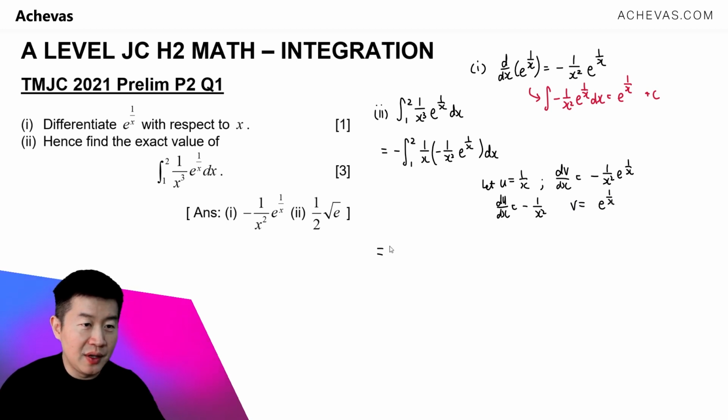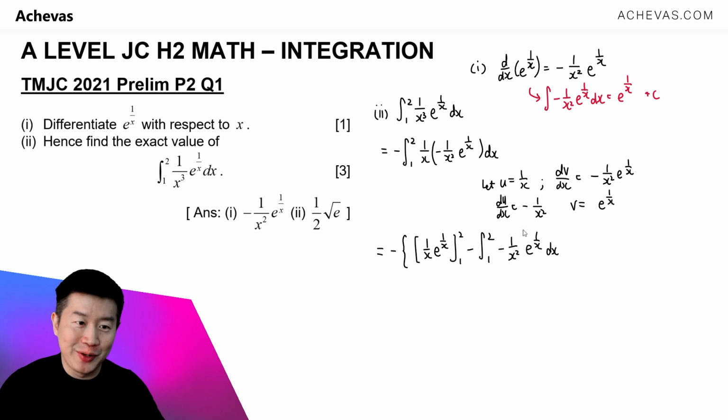So now I can rewrite this. It is going to be negative. So I'm going to write this negative here, and it is going to be uv. So it's this times this. So it's going to be 1 over x multiplied by e to the power of 1 over x. And let's not forget that we are dealing with a definite integral from 1 to 2. Then minus of integration from 1 to 2 of v du/dx. So this v du/dx is going to be negative 1 over x squared e to the power of 1 over x.